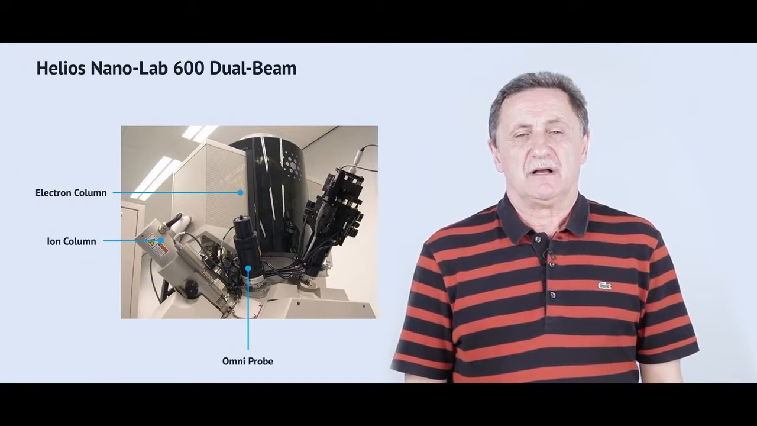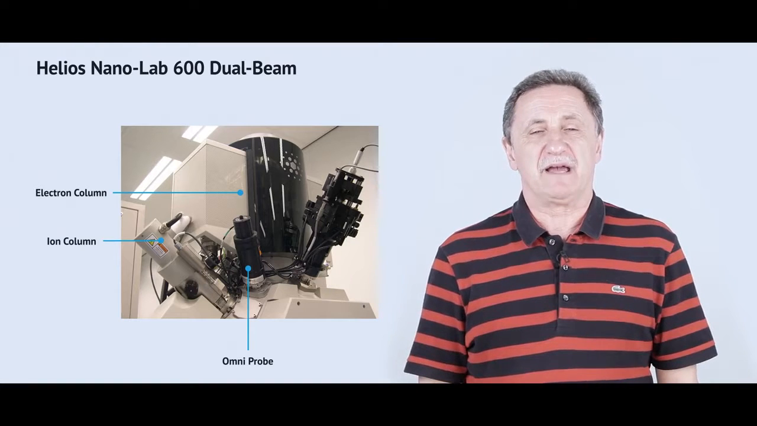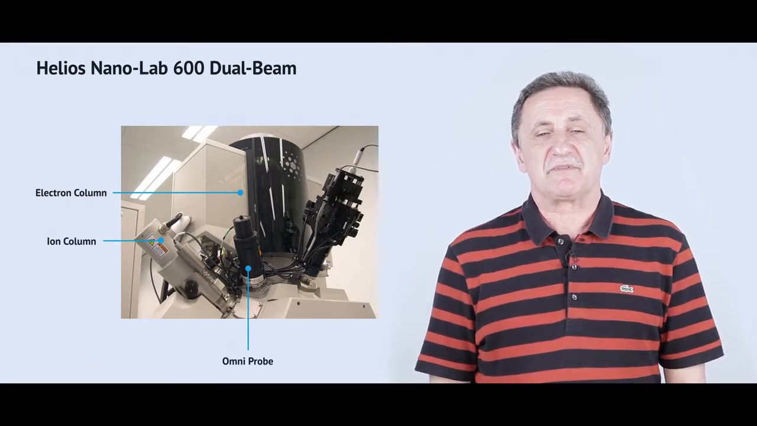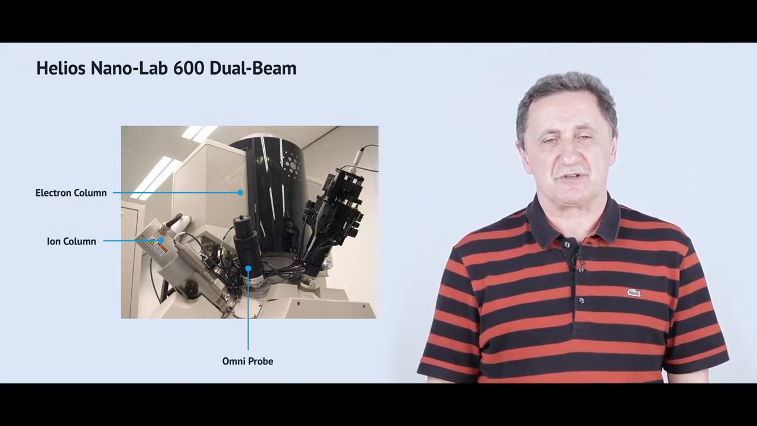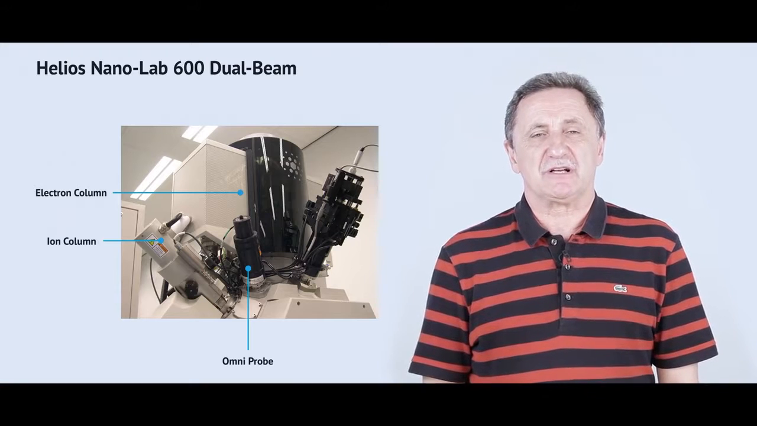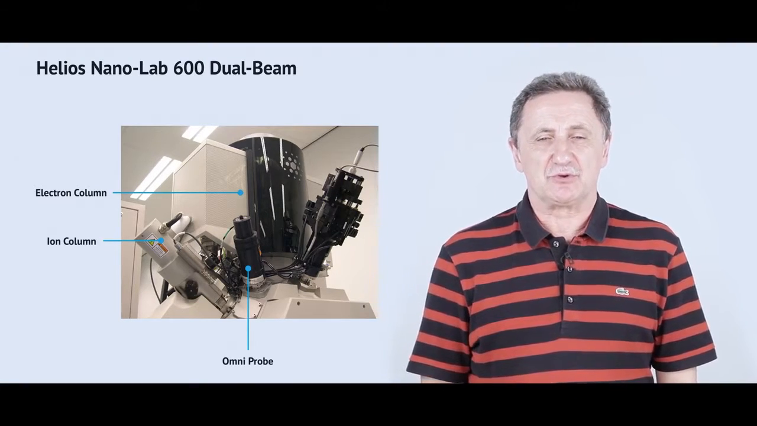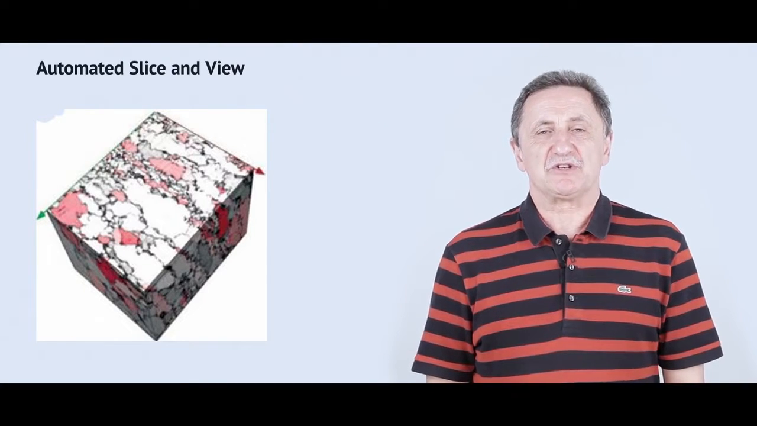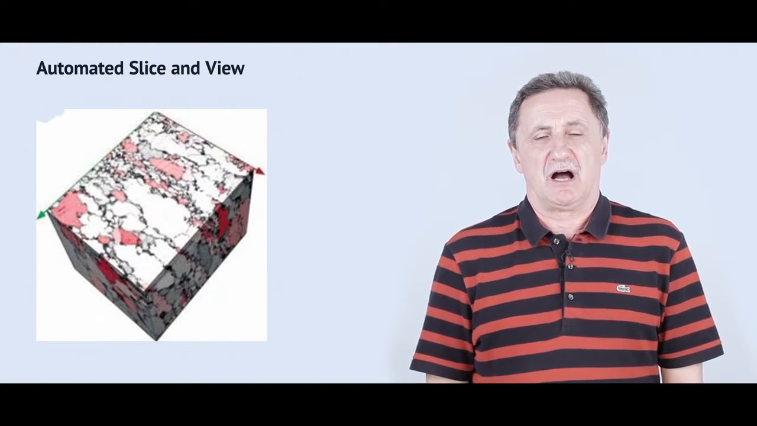For example, the ion column, which also allows you to make images, but more important, it allows you to do something very special on the surface of your sample. So what does this dual beam Helios Nano Lab, for example, allow you to do? Many things. I want to draw your attention to one, which is related to so-called 3D reconstruction of the material.